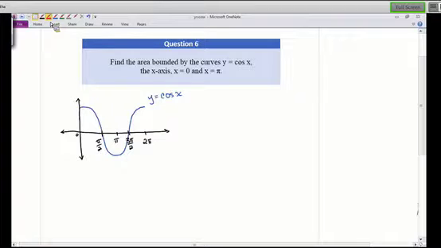Now we're looking for the area bounded by the curves y is equal to cosine x and the x-axis. So the x-axis I'm going to highlight in red, like so. Now the area bounded by the curve I'm going to show in green. So we're looking for the area here, and we're looking for the area from 0 to pi. Therefore, we're also going to be taking the area here. Any questions so far on my drawing of my curves and of the area that we're trying to find?